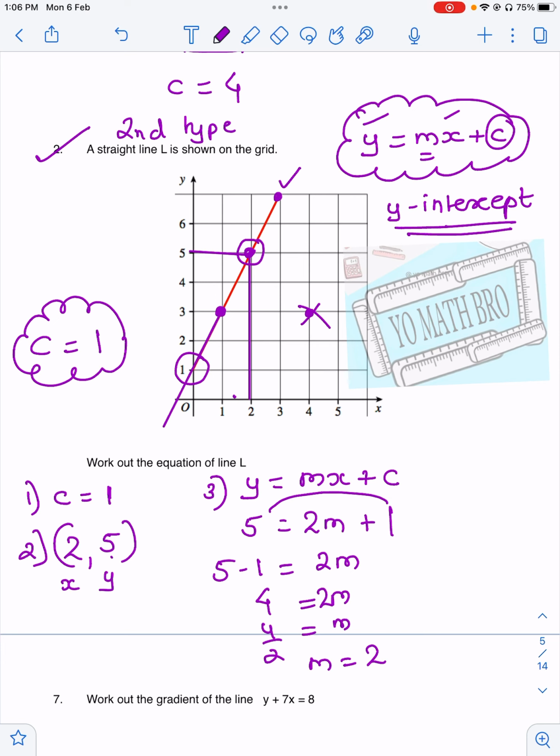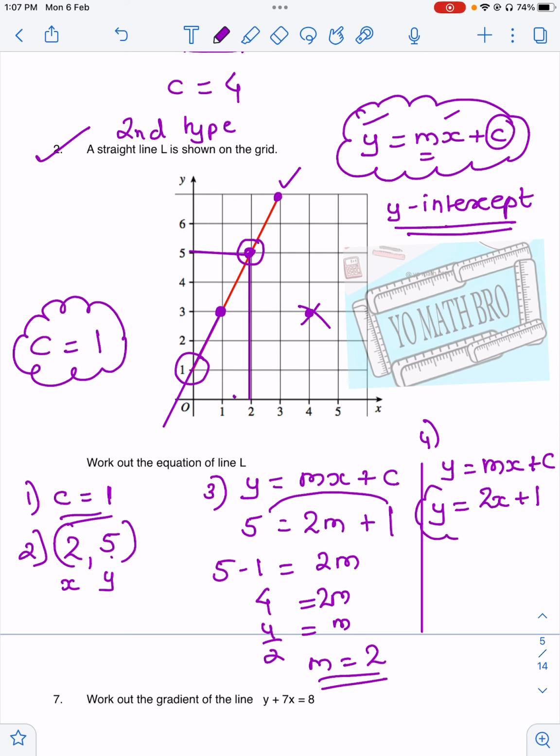This is a method by which I directly get the gradient without using the formula (y2 minus y1) upon (x2 minus x1). The last step: y is equal to mx plus c. You will now substitute only m and c. So y is equal to 2x plus 1, since m is 2 and c is 1. This is my equation. How do I know this equation is correct?